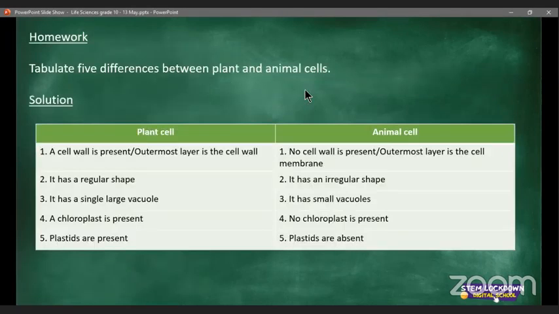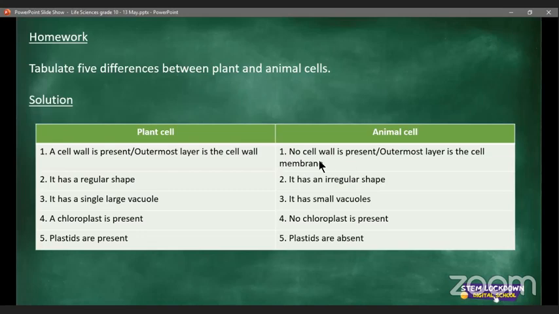All right, so guys, thanks for the responses. So these are your solutions. Under plant cells, we know that a cell wall is present, or the outermost layer is the cell wall. It has a regular shape. It has a single large vacuole. A chloroplast is present, and plastids are present also. So we talked about plastids yesterday. Your leucoplasts, your chromoplasts, those are present in the plant cell.